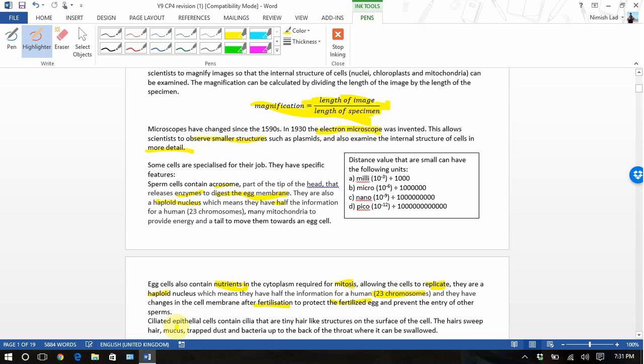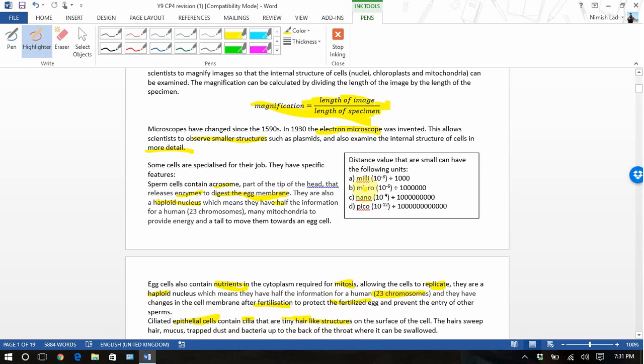Ciliated epithelial cells contain cilia that are like tiny hair structures on the surface of the cell. They sweep mucus, trapping dust and bacteria, up to the back of the throat where it can be swallowed. So when magnifying cells, there might be certain distances that I mentioned.